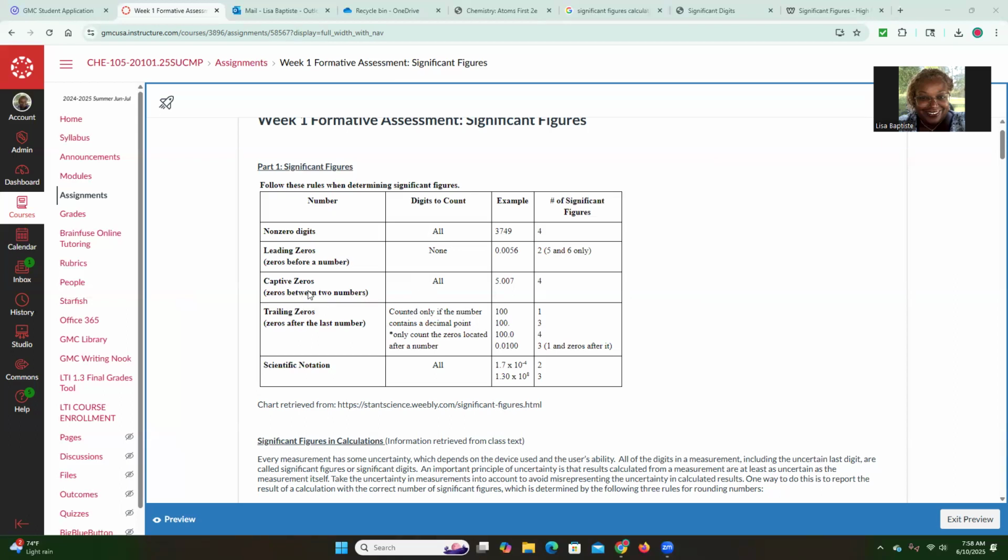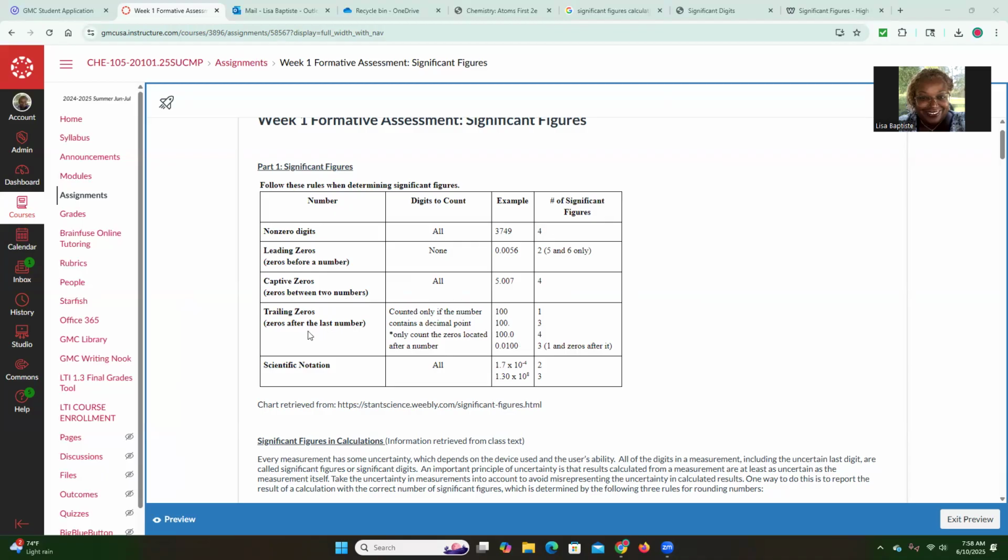Then we have what we call captive zeros. These are zeros between two numbers. And so 5.007, those two zeros are between the 5 and the 7. It doesn't matter how many zeros are in between non-zero numbers, they are all considered to be significant. So there are four here.